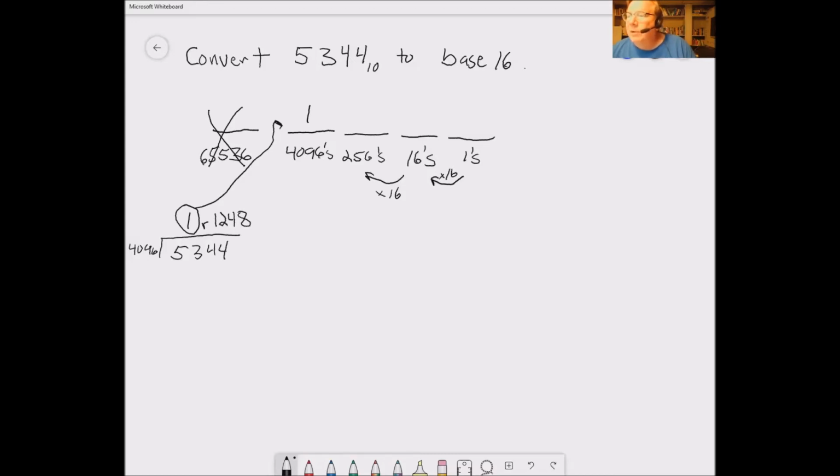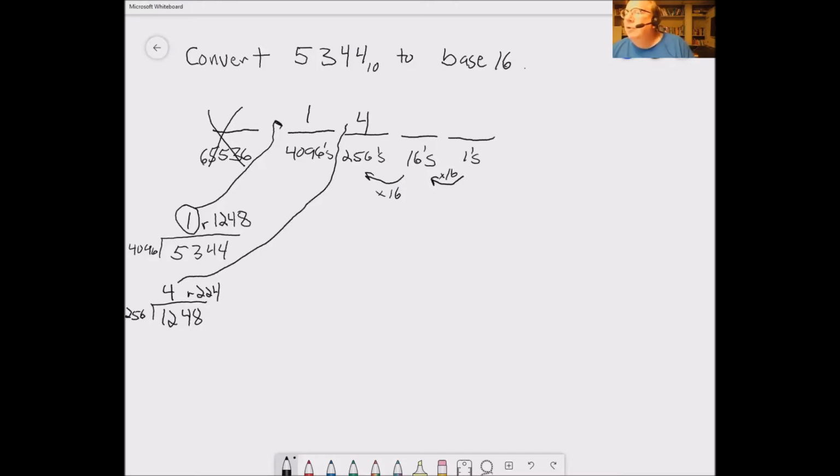Now we still have that 1248 that I have to package up in these base 16 placeholders. So I'm going to take 1248 and divide by the next smaller placeholder. Now I'm down to 256s. I do 1248 divided by 256 on my calculator. I get 4 and stuff. That stuff is my remainder. It's 4.875, so I subtract off the 4 and multiply back by what I just divided by to get my remainder. I get a remainder of 224. That 4 goes up there.